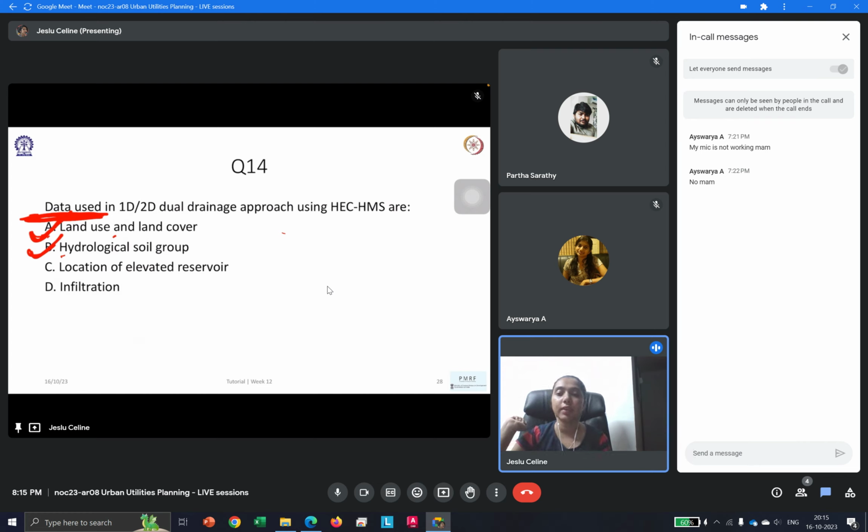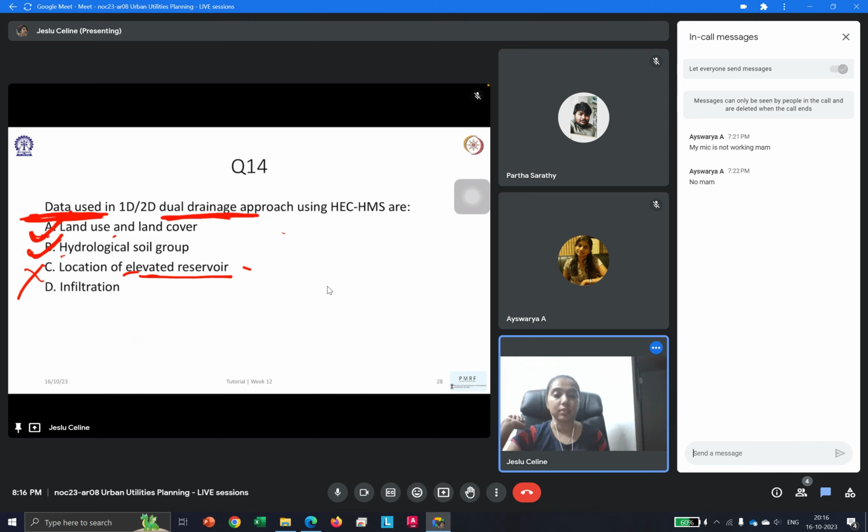Now, location of elevated reservoir. No, I think. Yes, ma'am. Location of reservoir is not important because an elevated reservoir is a water supply technique, used in water supply systems. Here we are talking about drainage systems. So irrespective of where the reservoir is, the drainage system will not change. So it does not matter. Location of elevated reservoir is not a factor.